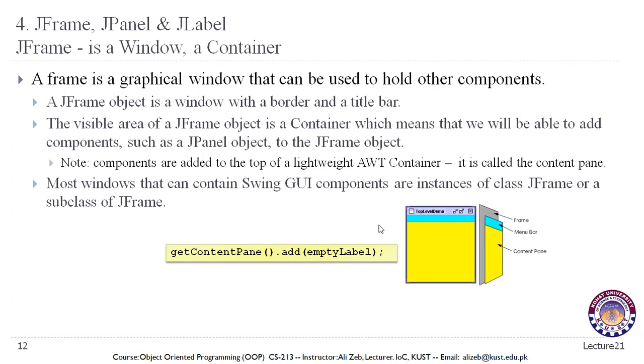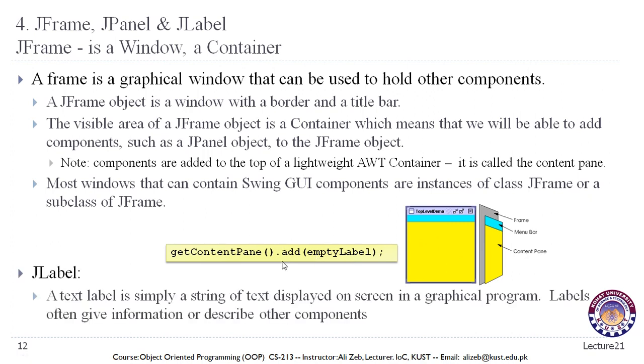So get content pane, we can add a label to this area by calling this method. Labels, or JLabel, is again a class that we can use to add labels to our forms or frames. We can use it to add some informative text on our frame. A text label is simply a string of text displayed on screen in a graphical program. Labels often give information or describe other components.